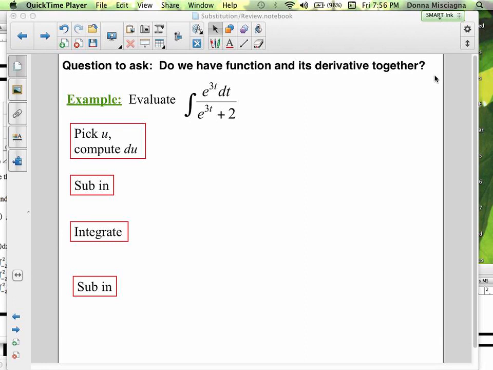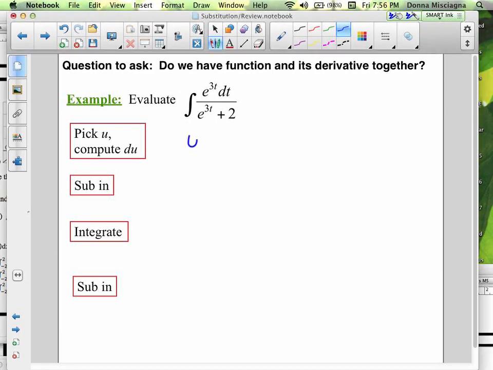All right, so when I pick my u, my u is going to be e to the 3t plus 2. Make sure you include that plus 2. Its derivative is just going to be 0 anyway, and that way we make our denominator nice and simple.